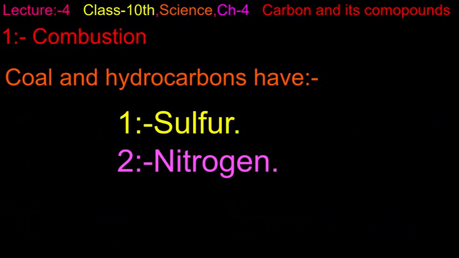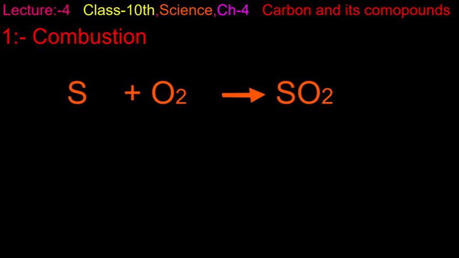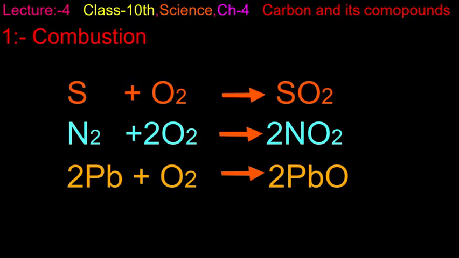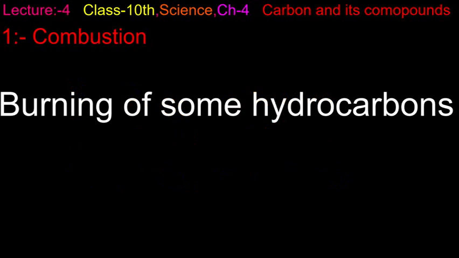Coal and hydrocarbons have sulfur, nitrogen, and lead also mixed in them. On combustion, oxides of sulfur, nitrogen, and lead are formed. These are pollutants. Now, just have a look at the burning of some of the hydrocarbons.